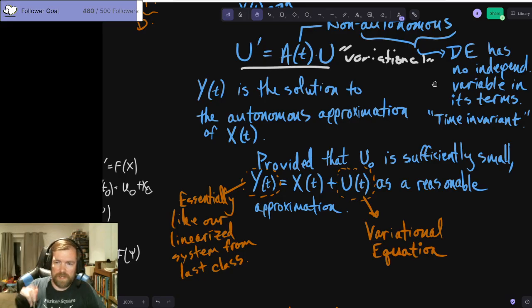Here, the system could be linear or nonlinear. The true differential equation, the true system, is probably going to be nonlinear. It could be literally anything, and the true solution is x. But then we're going to say y is a time invariant differential solution to that particular differential equation.